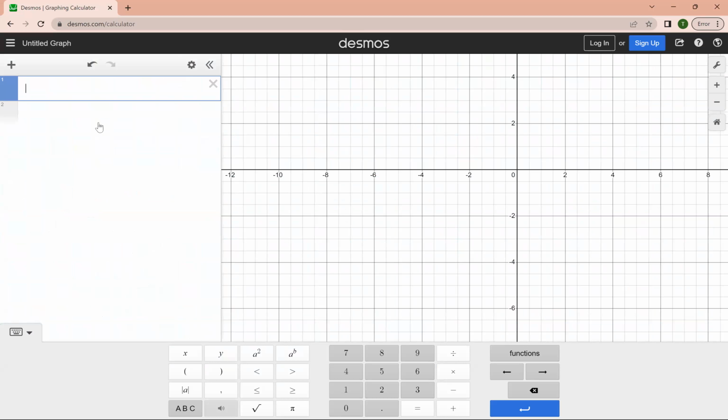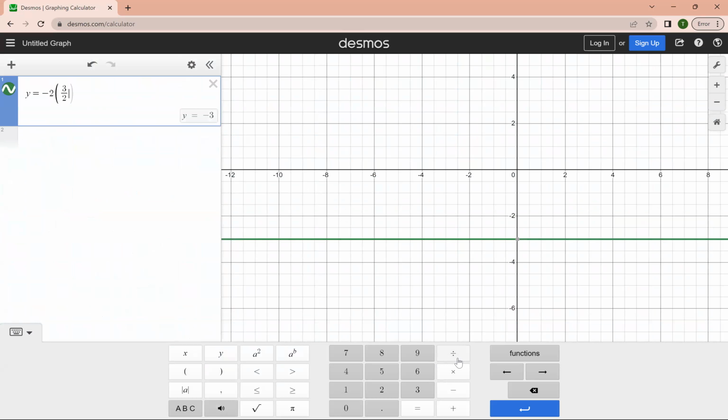There it is. Okay. So we're going to type in y equals -2, parentheses. Now, if you need to, you can hit the division for the fraction bar. That's 3/2. Now, is this what you're seeing right now? A horizontal line through? Yeah, and when I put the exponent in it, it's still a horizontal line.